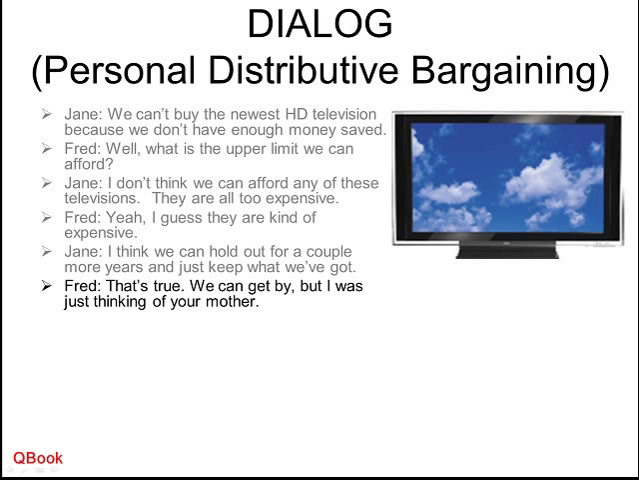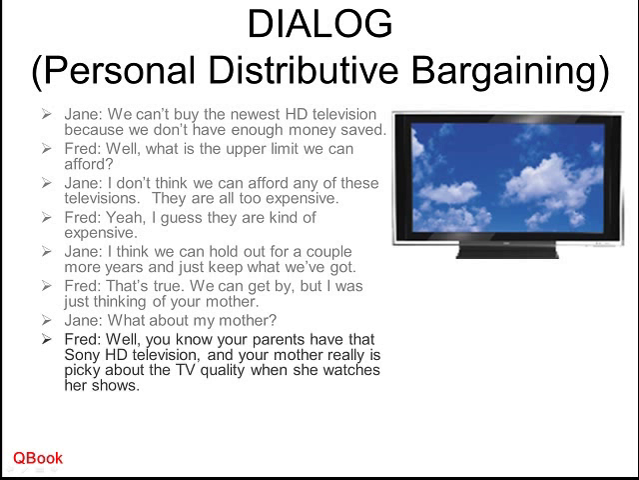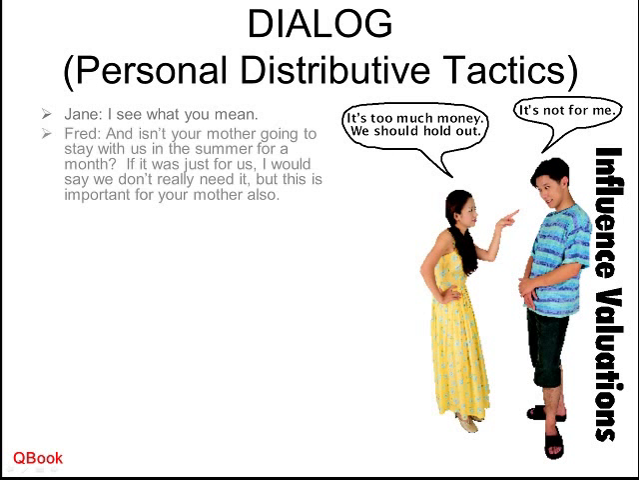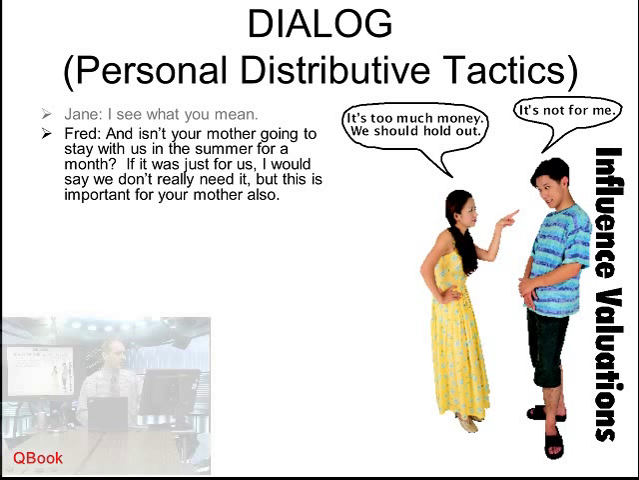We can get by, but I was just thinking of your mother. And Jane responds, what about my mother? And Fred says, well, you know your parents have that Sony HD television, and your mother really is picky about the TV quality when she watches her shows. Jane says, I see what you mean. And Fred says, and isn't your mother going to stay with us in the summer for a month? If it was just for us, I would say we don't really need it. But this is important for your mother also.